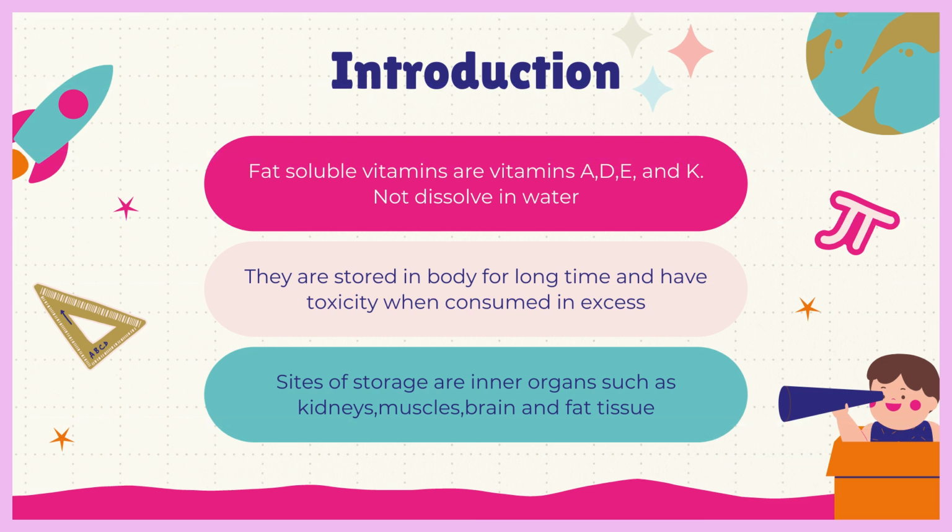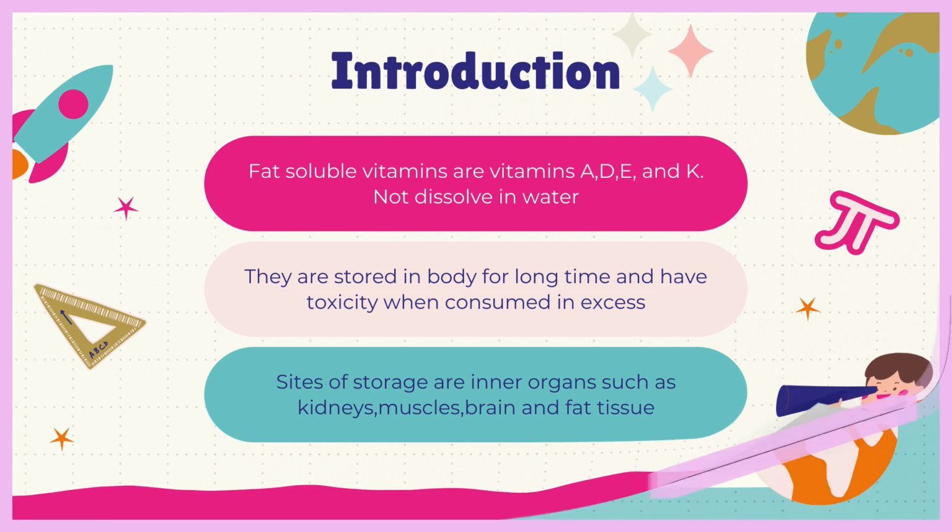Fat-soluble vitamins consist of vitamins A, D, E, and K. They are not dissolved in water and can be stored in the body for a long time, and if consumed in excess, they will cause toxicity. The storage sites of these vitamins are in inner organs such as kidneys, muscles, brain, and fat tissue.